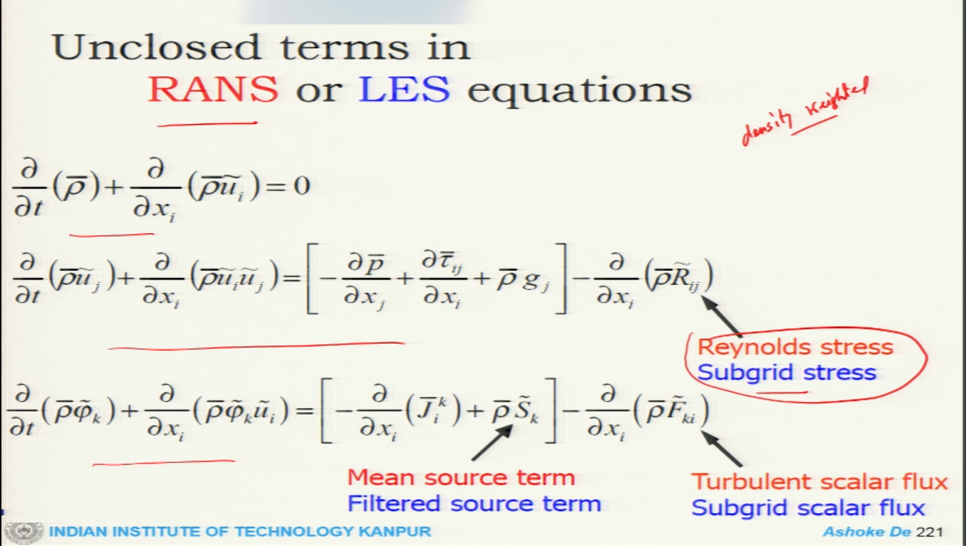So the equation system, when you do RANS or LES filtering, apparently looks similar, but the closure of the terms you get would be different. Like in momentum, this is the Reynolds stress term, which one can close using the Boussinesq hypothesis, or a different kind of turbulence model, but here it is a subgrid stress, so it requires a different kind of closure. Similarly for the source term here and the subgrid scalar flux also.